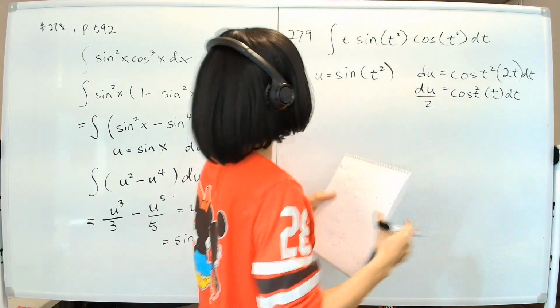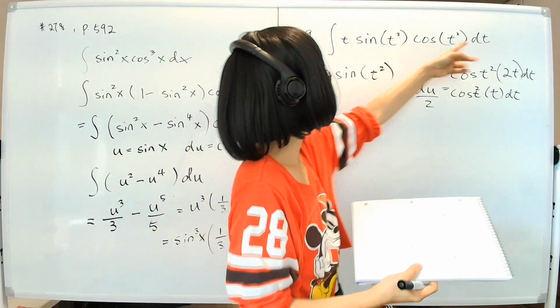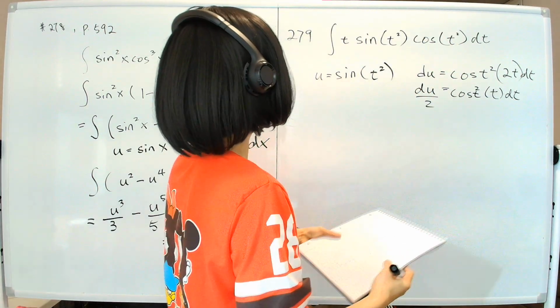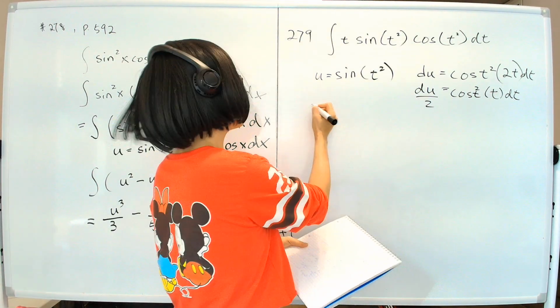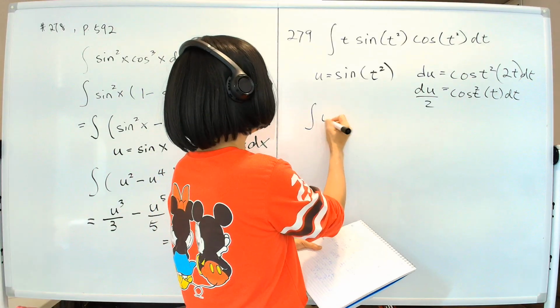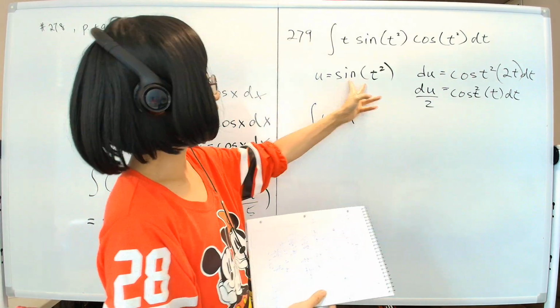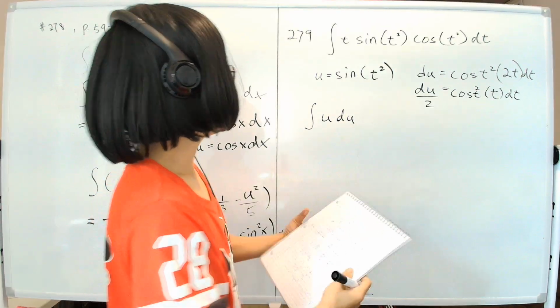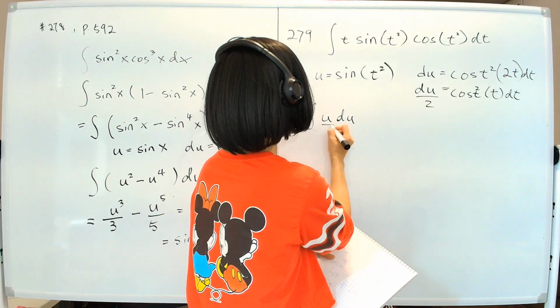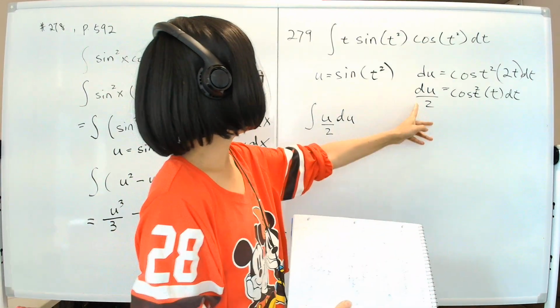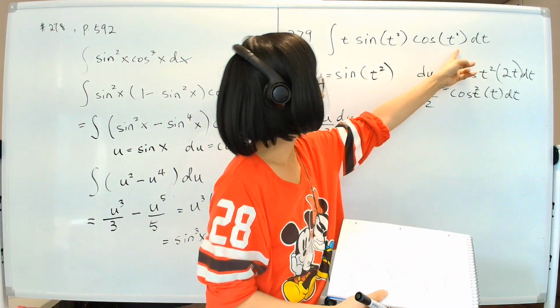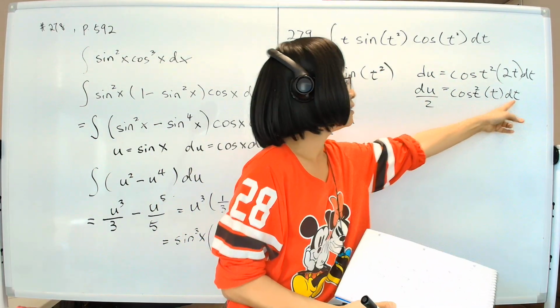will come out nicely, taking care of that, and that. And this one is taken care of by the u. So we rewrite our integral as just u and then du. That's about it, because u is sine t squared, and then du, oh, don't forget the 2 over 2. Okay, and then du over 2 takes care of cosine t squared and the t and the dt.